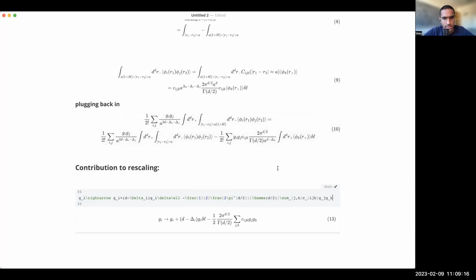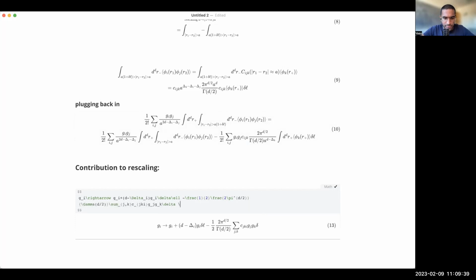Oh, is that correct? I think that it's the other way around. It's g_ki. Yeah, yeah. The k is the one that's not summed. Okay, it's the first two indices that are summed. And again, this is all delta L.